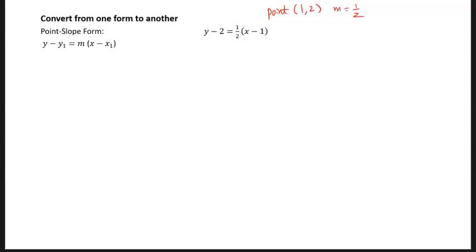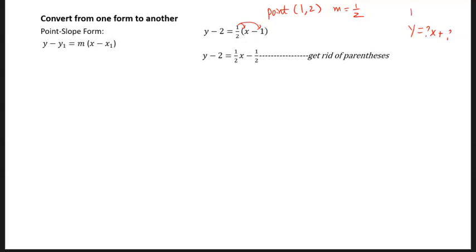Now if we do some algebraic work: the equations we've seen before look like something times x plus something. So how do we turn this format into that format? First of all, if we have parentheses, we can always get rid of them. So we distribute 1/2 to both terms inside, and we get 1/2 x minus 1/2. Now, since we have -2 and -1/2, these numbers can be combined.